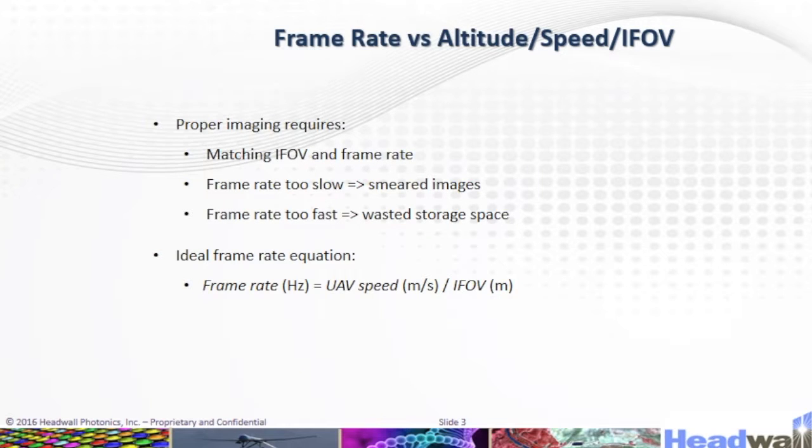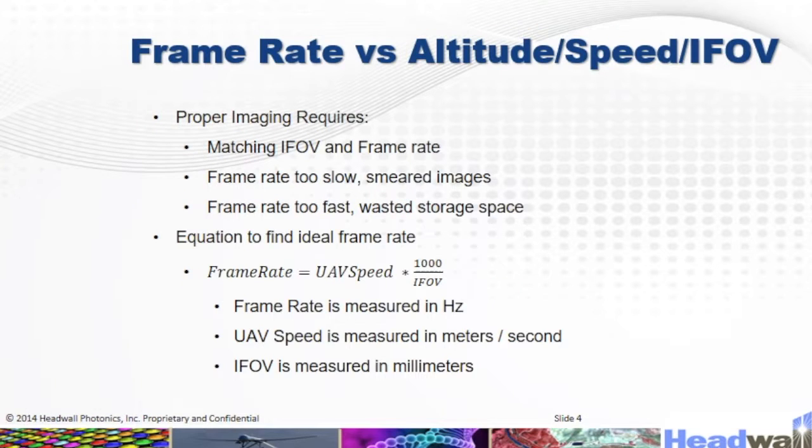Frame rate versus altitude, speed, and IFOV. Proper imaging requires matching IFOV and frame rate. So if the frame rate is too slow, you may get smeared images. If the frame rate is too fast, you waste storage space. Ideal frame rate equation: frame rate in hertz equals UAV speed in meters per second divided by IFOV in meters. This is a frame rate formula you can use to calculate the proper rate for imaging.